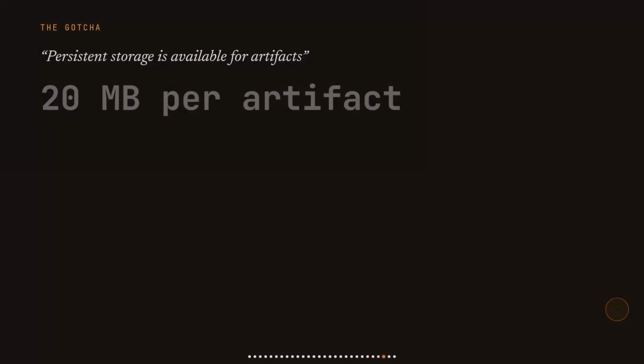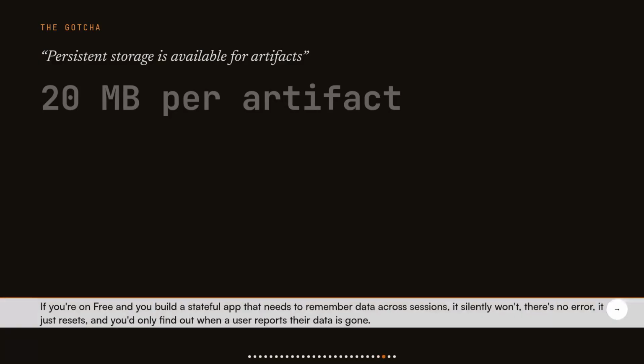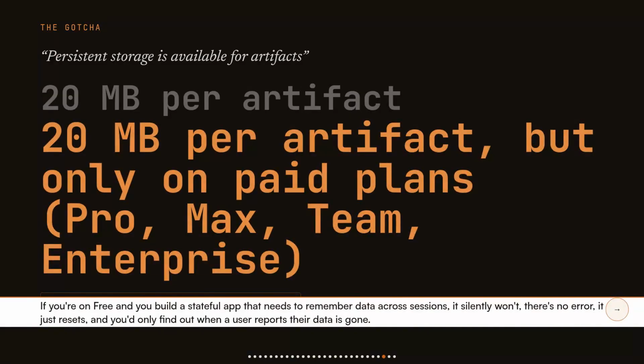One thing the docs don't make obvious, the 20 MB persistent storage cap is per artifact, and it only kicks in on Pro, Max, Team, or Enterprise. If you're on free and you build a stateful app that needs to remember data across sessions, it silently won't. There's no error. It just resets. And you'd only find out when a user reports their data is gone.